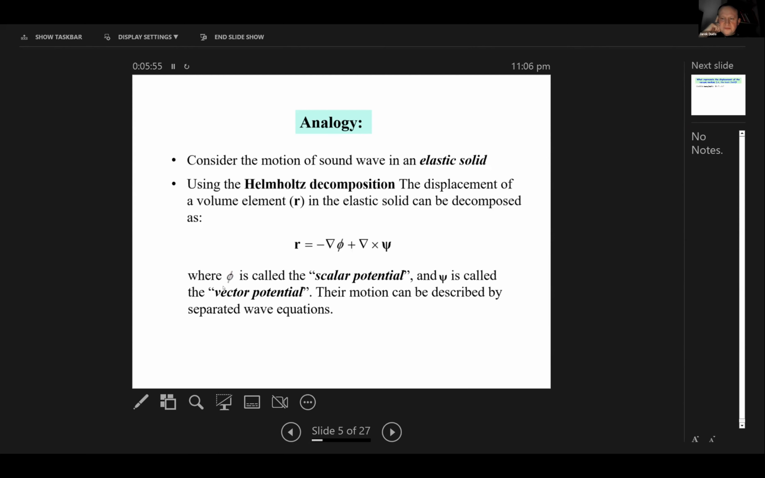Now, here is phi, called the scalar potential, and psi is called the vector potential. These two, phi and psi, can each set up an equation of motion, so they describe two separate wave equations: one wave equation for psi and one for phi. So this is called a longitudinal wave and a transverse wave.